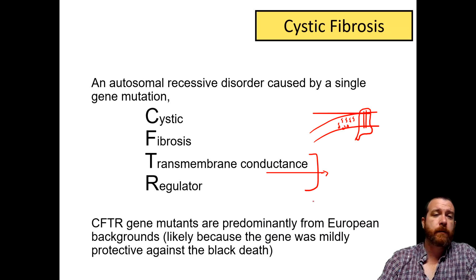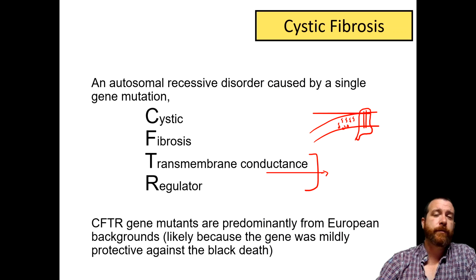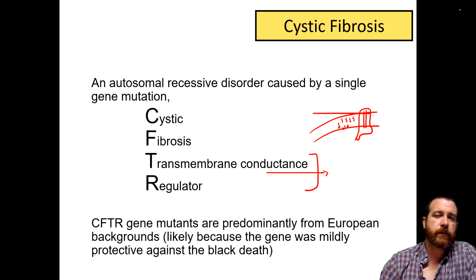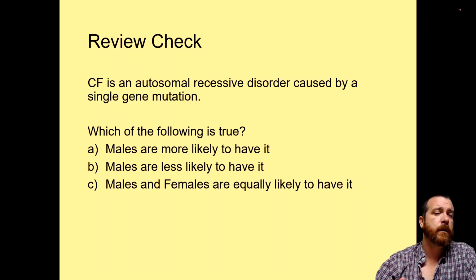So the reason why CFTR mutation is pretty commonly seen is we actually think that individuals with this sort of mutation were slightly protective against the Black Death, the big bubonic plague that killed a third of Europe. So if you were somebody with this, it was actually a positive selection for having cystic fibrosis because it protected you a little bit from this, which is why this tends to show up more commonly in individuals of European background.